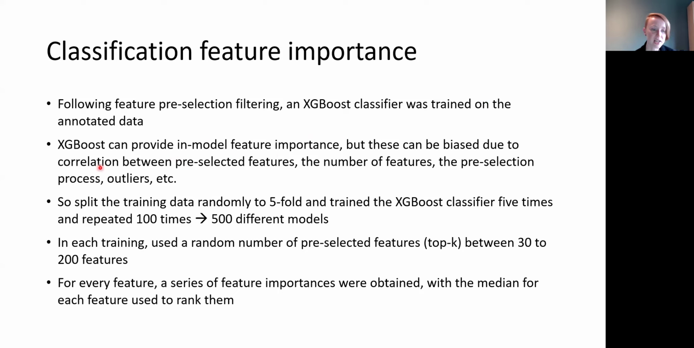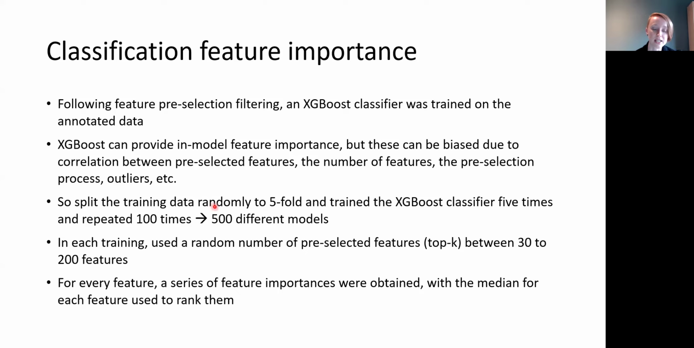These can be biased if you have correlation between particular features. It can also depend on the number of features, the pre-selection process, and if you have outliers, things like that, which they mostly removed in their pre-selection. But they also did many rounds of this so that they could take an average and get a more confident estimate of how important the different features were.